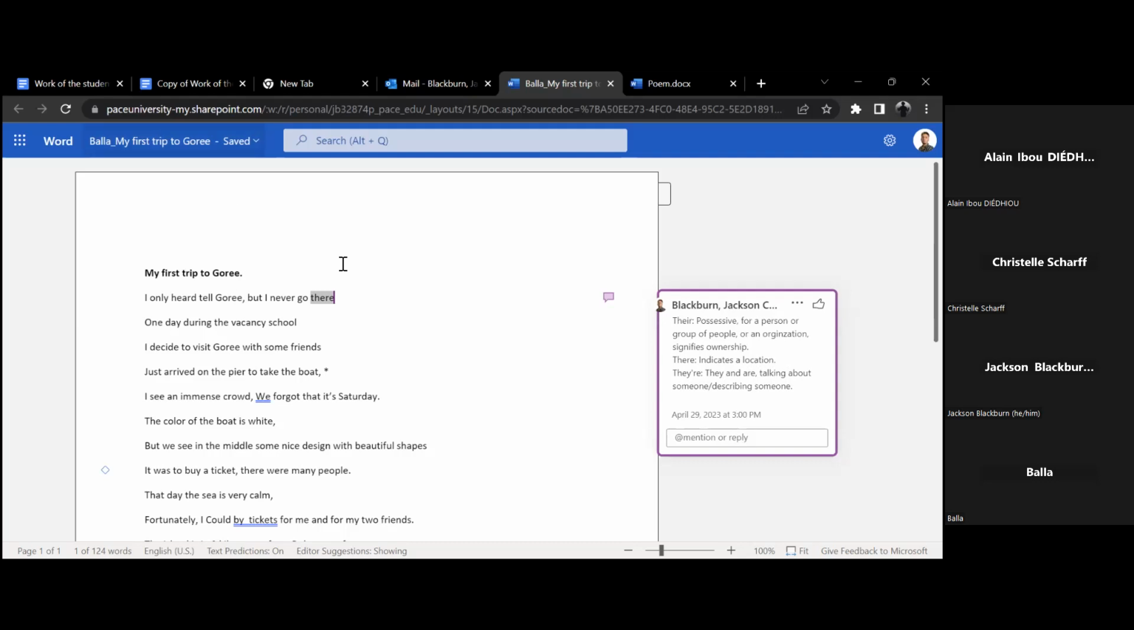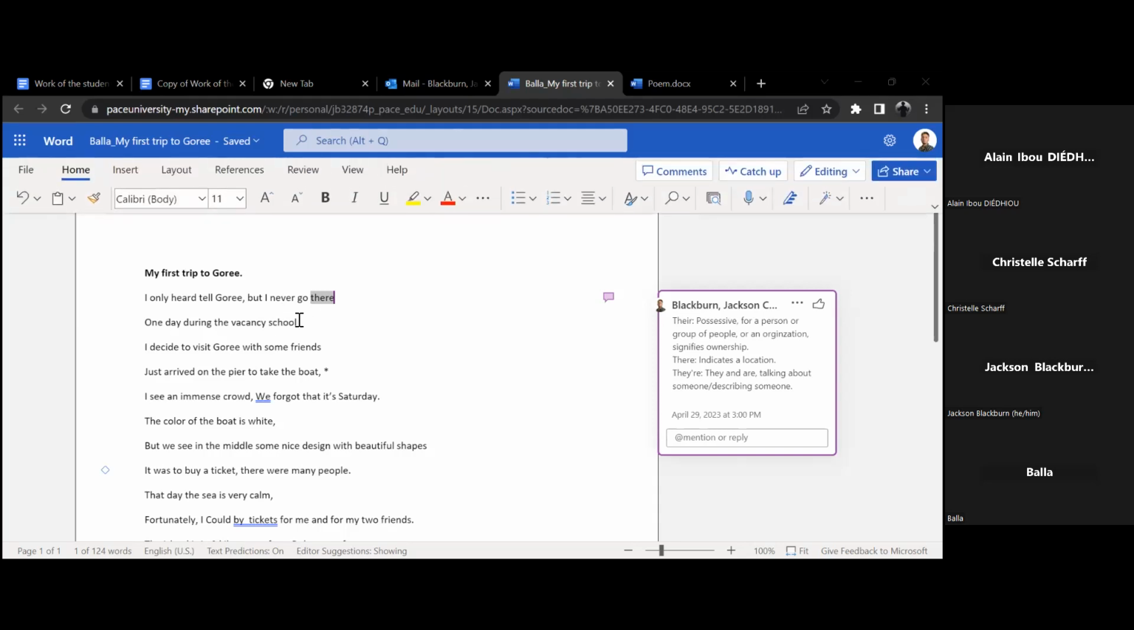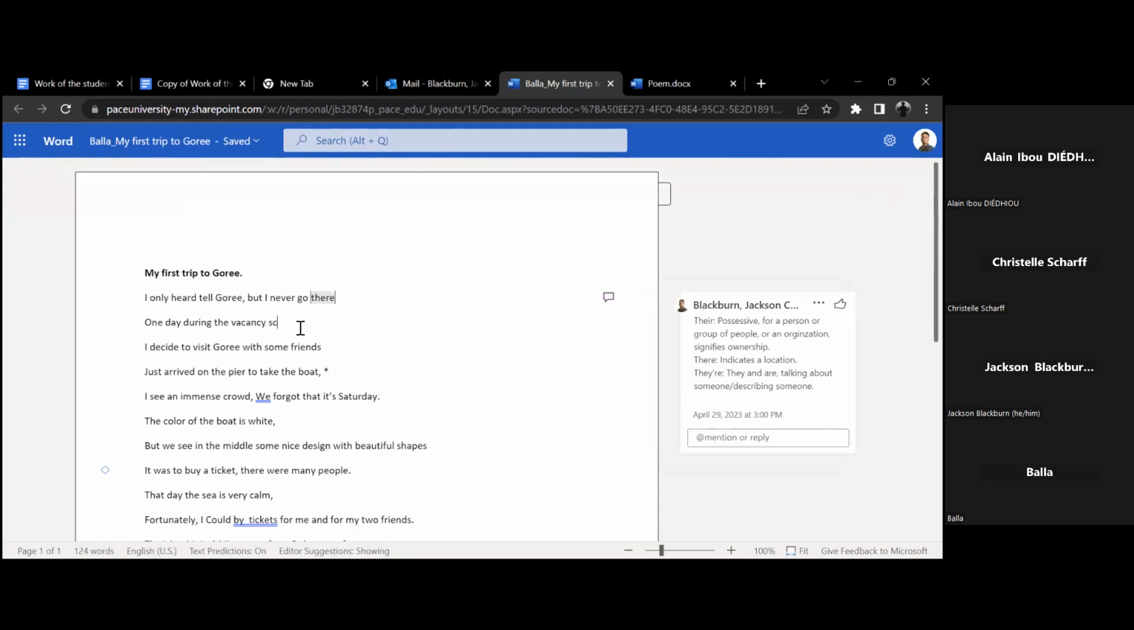Okay. One day, during the vacancy school, do you mean when the school is empty? In fact, he means during the vacation. Oh, during vacation. Okay. One during, we could say the school vacation. And then we can add a comma there, because usually when you say something like this, you add a comma. Vacation, I decide, so since this is past tense, we would add a D to this. So you decided to visit Gory with some friends.